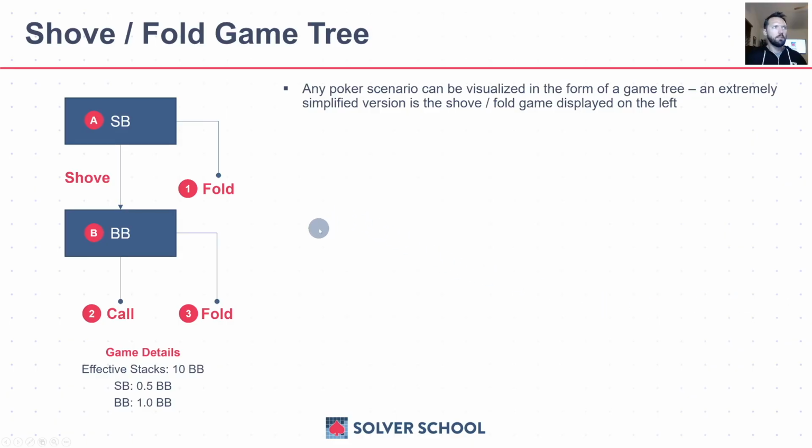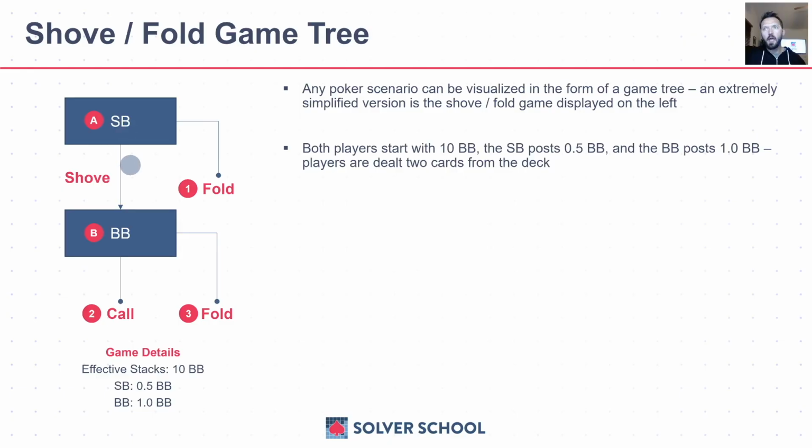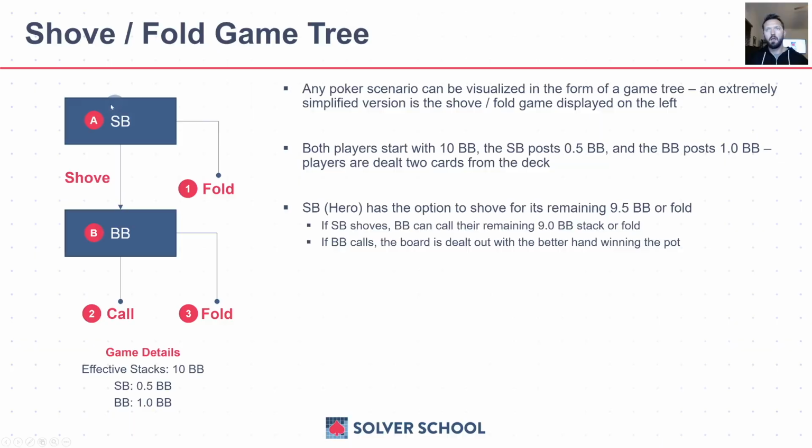So as I mentioned here, I'll bring my mouse over so that I can walk through this game. Any poker scenario here can be visualized in the form of a game tree. And this game tree is called the shove fold game tree. Now in this game, both players start with 10 big blinds. The small blind posts 0.5 big blinds, and the big blind posts a full big blind. And both players are dealt 2 cards from the deck. In this case here, we're going to look at this from the small blind's perspective. So I'm noting the small blind as the hero in this hand, and the big blind is the villain.